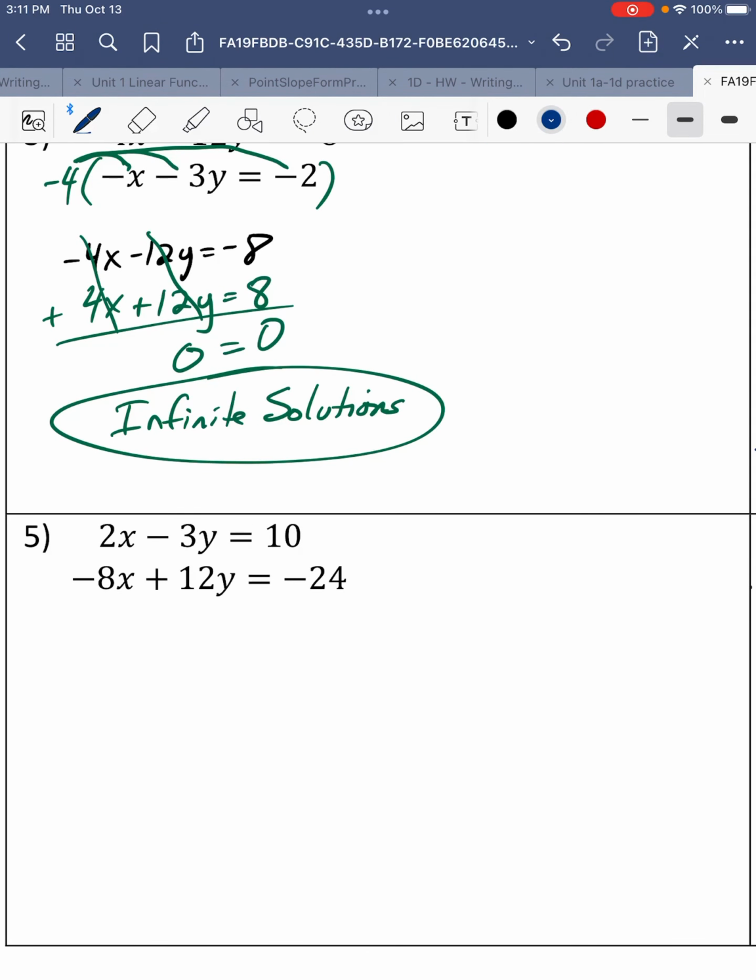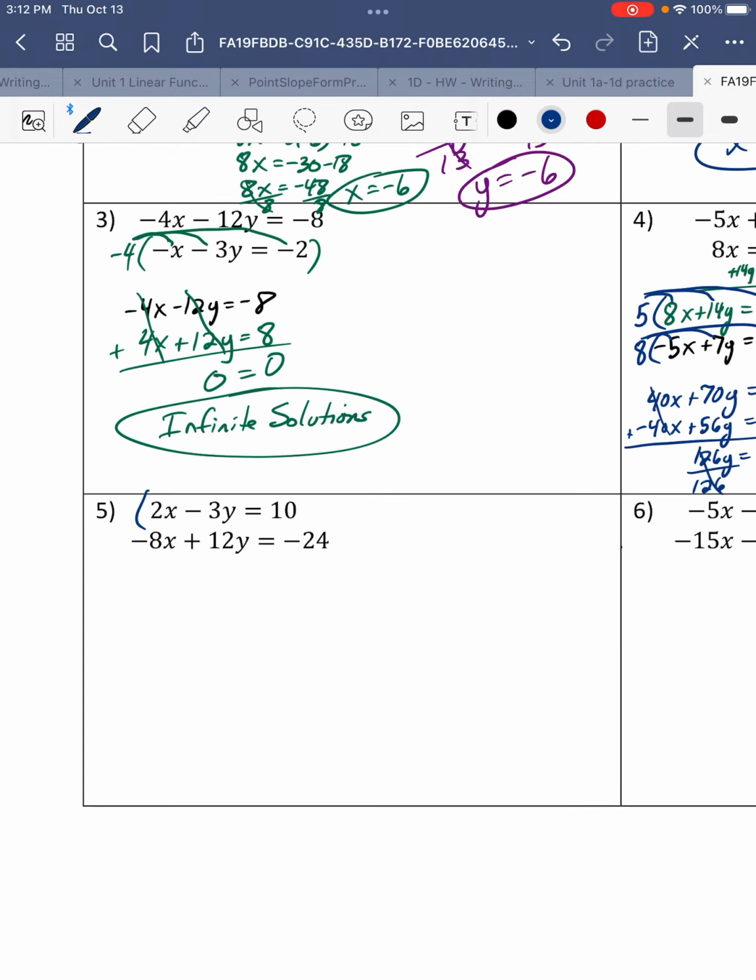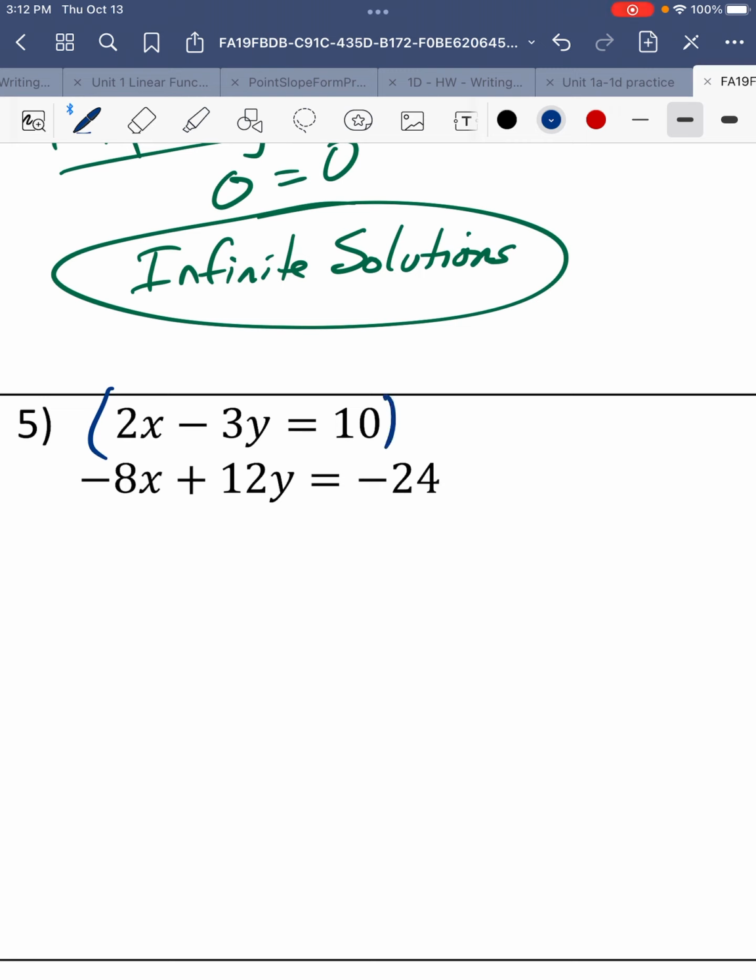Number 5. All right, we already have it set up in standard form, both top and bottom. So then I'm going to look at multiplying the top equation by 4. I'm going to try to eliminate the x terms. 8x minus 12y equals 40.